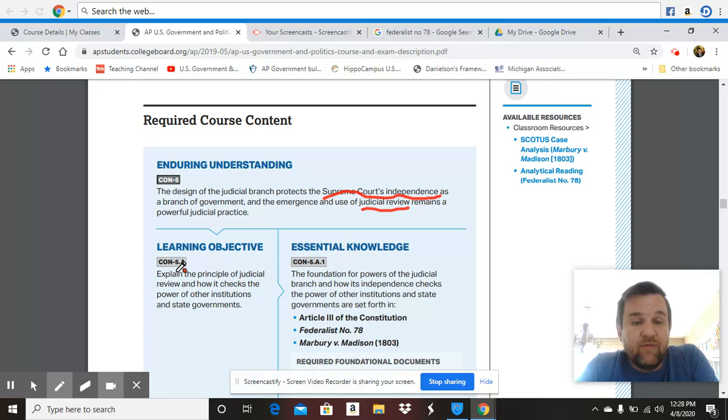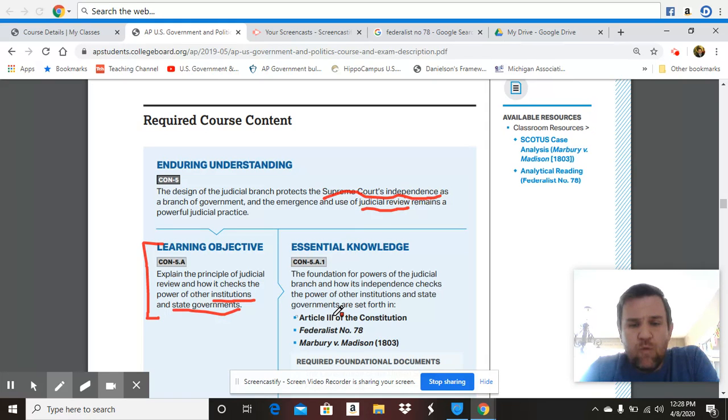Right? The learning objective, this is what students will be able to do, right? So students will explain the principle of judicial review and how it checks the power of other institutions, right? Particularly the legislative and executive branches and state governments, right? The fact that judicial review empowers the Supreme Court to overturn state laws, right? We have three key required documents here: the Constitution, Federalist number 78, and Marbury versus Madison.